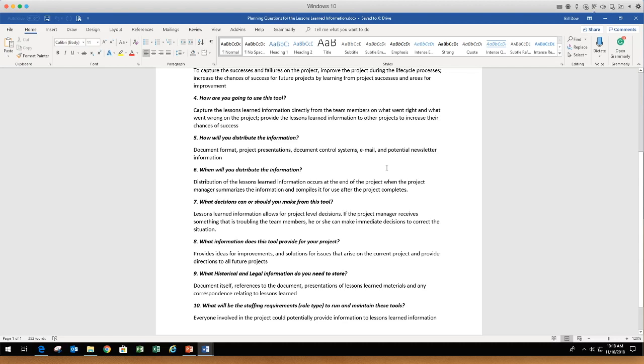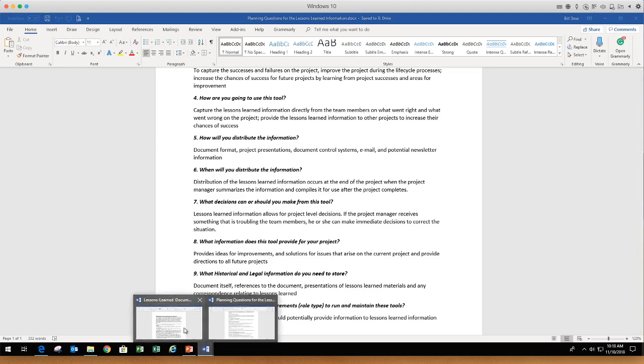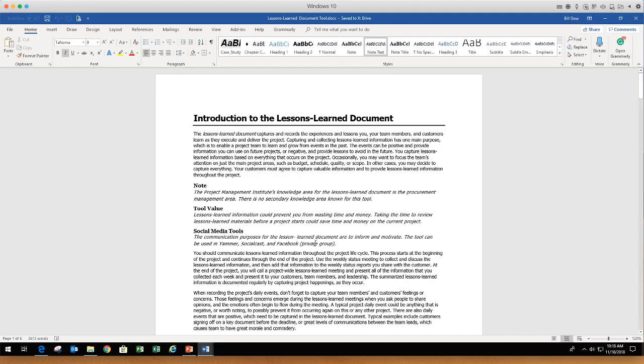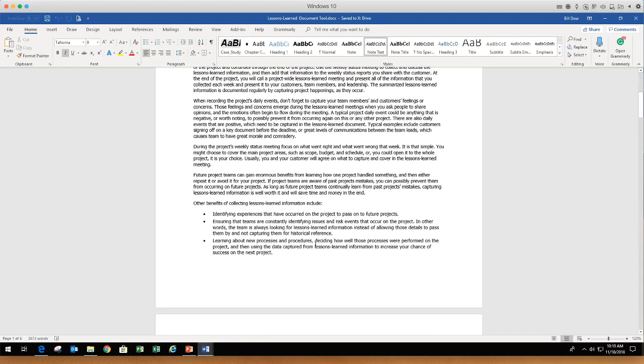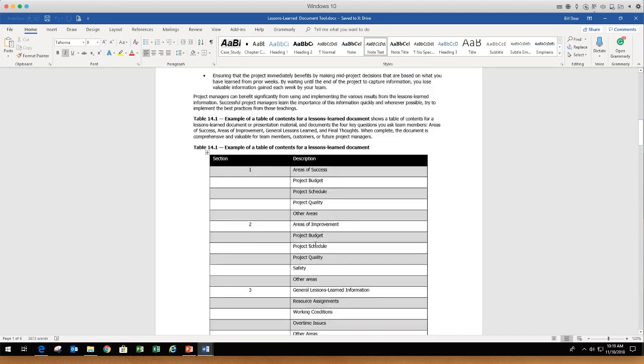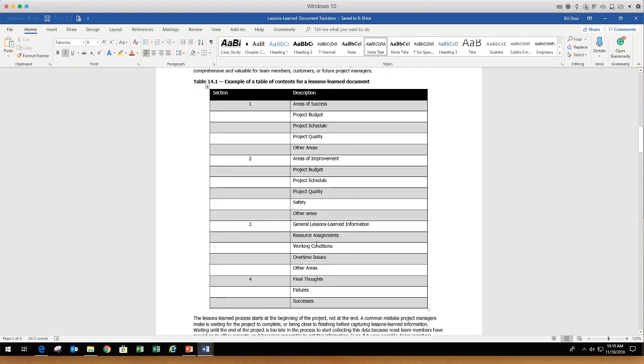Now, at the end of the project, you will have your retrospective, your lessons learned summary, right? Let's look at what that would look like and some of the things you're going to capture there. So again, there's that definition, and the benefits of doing it at the beginning of the project. At the very end of the project, the thought process is areas of success, right? Around budget, around schedule, around quality, around resources, then areas of improvement, general lessons learned, and final thoughts.